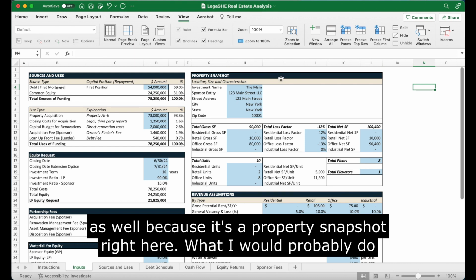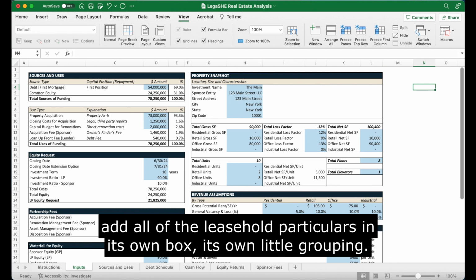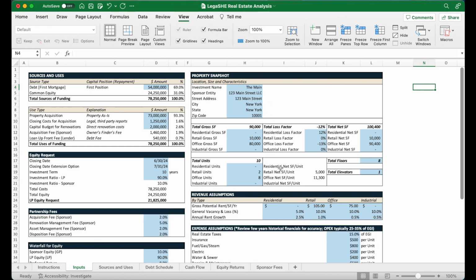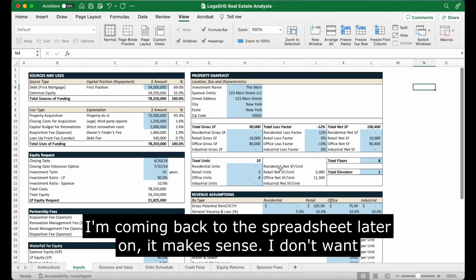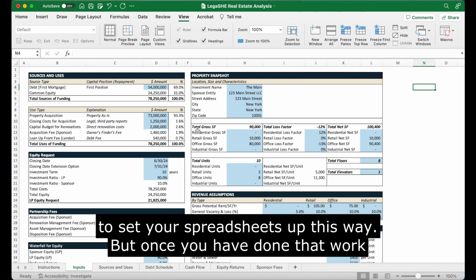Because it's a property snapshot right here, what I would probably do is, somewhere sandwiched between property snapshot and revenue assumptions, add all of the leasehold particulars in its own box, its own little grouping. I would sort that out to fit where it makes sense so that when I'm coming back to the spreadsheet later on, it makes sense. I don't want to have inputs over here, inputs over there, inputs over there. It takes work to set your spreadsheets up this way.